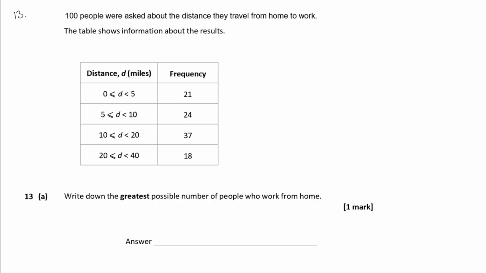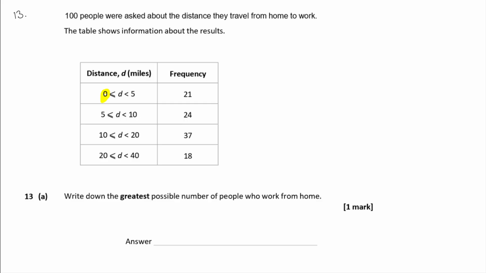Now part A says, write down the greatest possible number of people who work from home. Right, now if you work from home, how far away do you live from your house? You live 0 away from your house, don't you? Because you're actually in it. So presumably, if you work from home, you're going to be in the first category, which is 0 to 5.